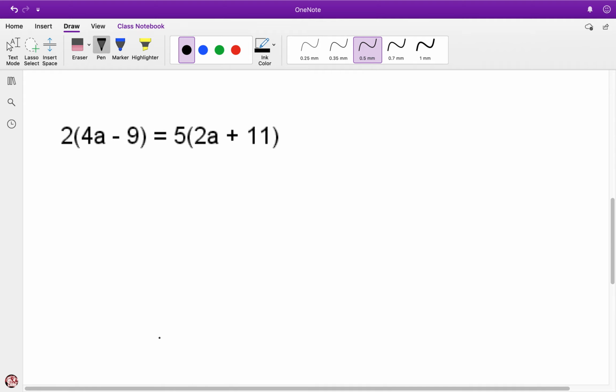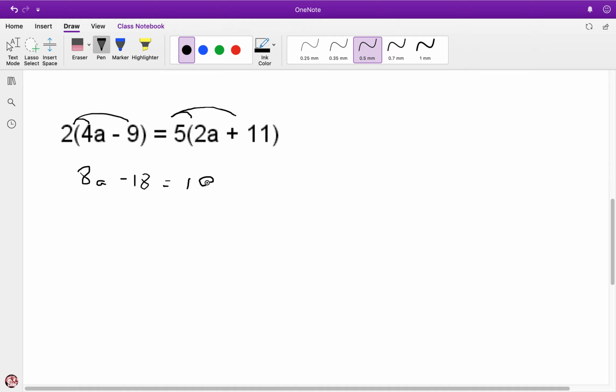So this one here, we have to distribute both spots first. So we're going to distribute here, here, here, and here as we get started. So 2 times 4 is 8, so it's 8a minus 18 equals 10a plus 55. Now once again, we don't have to collect like terms, since all our terms are alike right now.